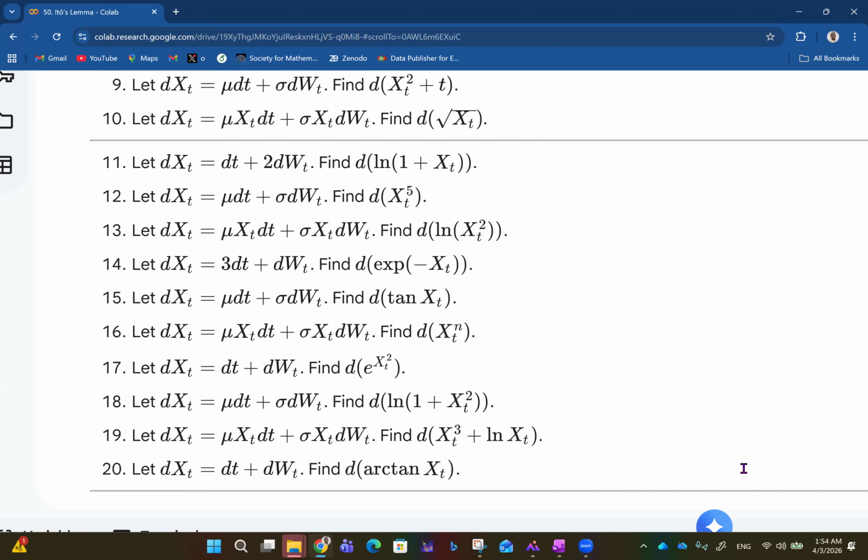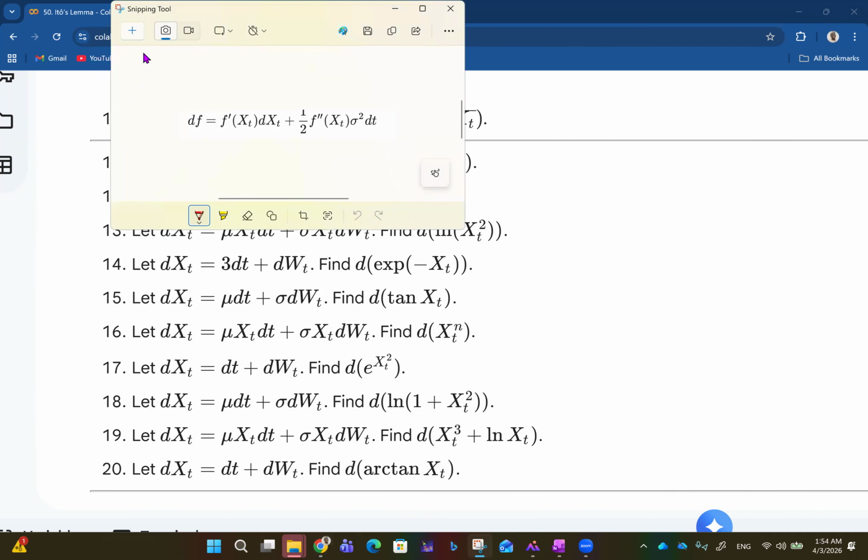So let's go for question 10, which says, let dx_t be equal to mu x_t dt plus sigma x_t dW_t. Find d square root of x_t, right? So I want to snip that like I always like to do.